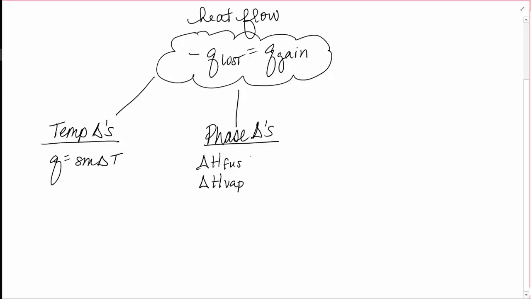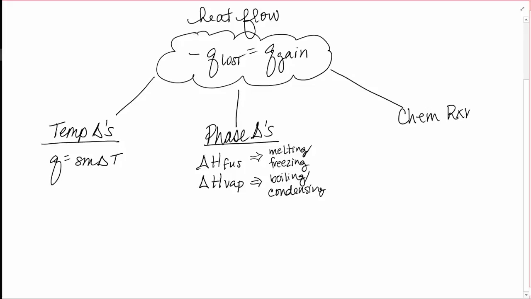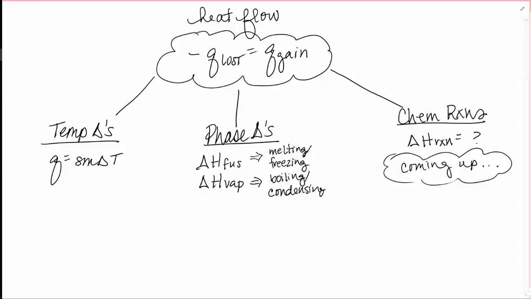Heat of fusion is used when you are melting or freezing, because these are phase changes. And heat of vaporization is used when you are boiling or condensing. So we're going to introduce that today. And remember, we also said heat flow accompanies chemical reactions. With chemical reactions, we're going to introduce something called delta H of reaction, which is coming up, not yet today. All right, so moving back, just a quick review.